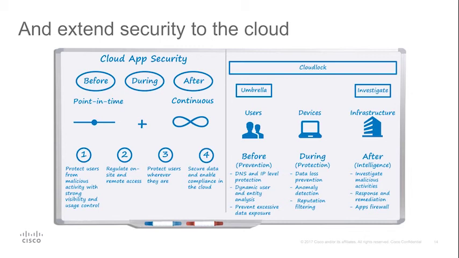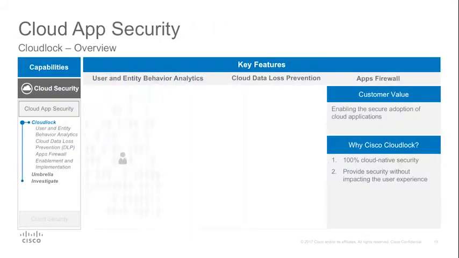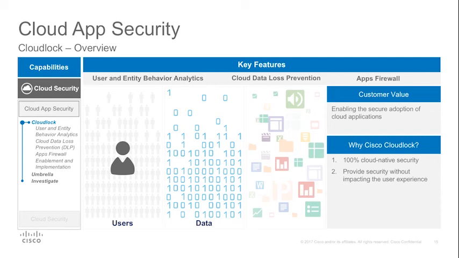CloudLock can help businesses increase their security across cloud applications. CloudLock protects users, data, and apps across software as a service, platform as a service, and infrastructure as a service. It also orchestrates security across existing investments. Now companies can take full advantage of the cloud for apps they want to buy and build.